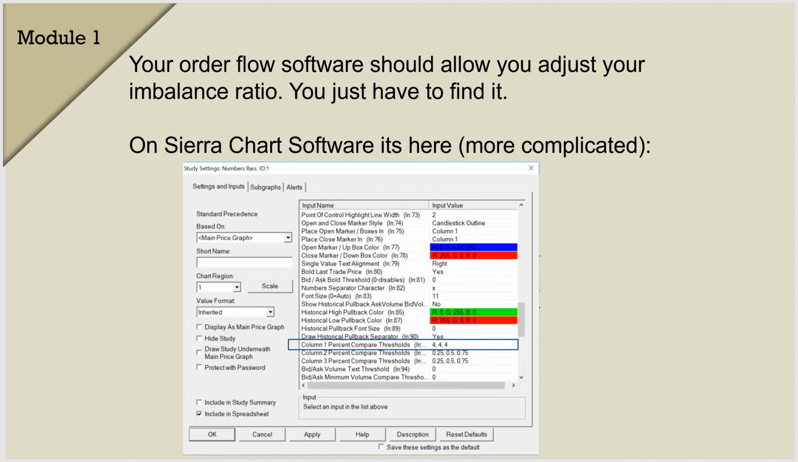Now, Sierra Chart is a great program, but it's a little hard to use, especially if you're coming from other software, because you're not going to be familiar with a lot of the inputs. But is this one column 1% compare thresholds 444? If I wanted to make it 10-1, I'd make it 10-10-10. So again, then you've got to play around with the colors. I'm not going to get into that. That's probably a whole other half-hour video.